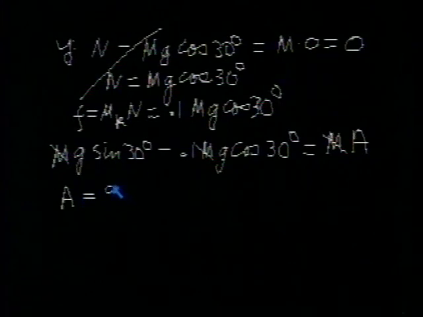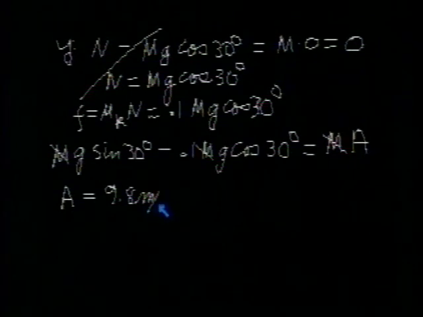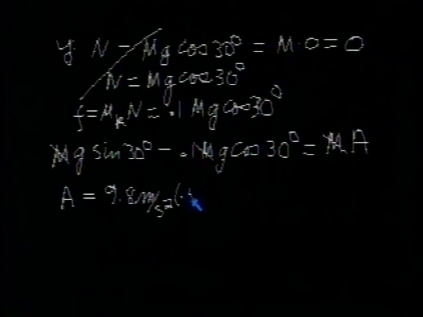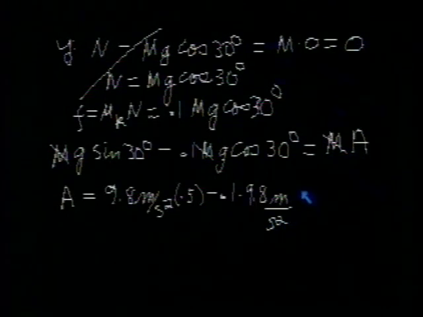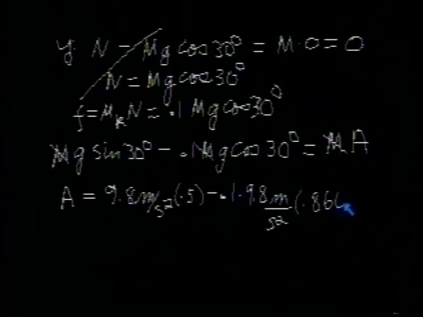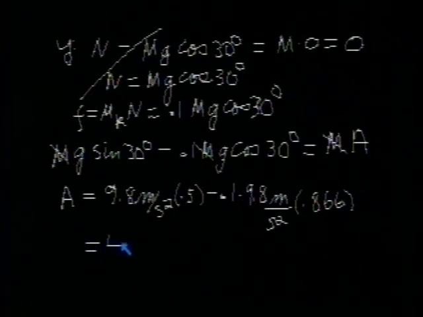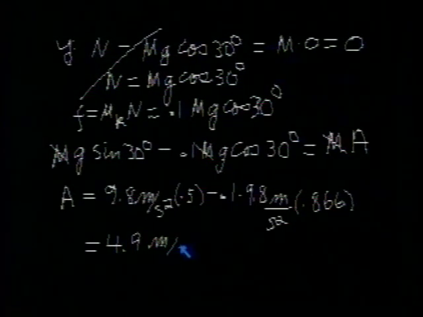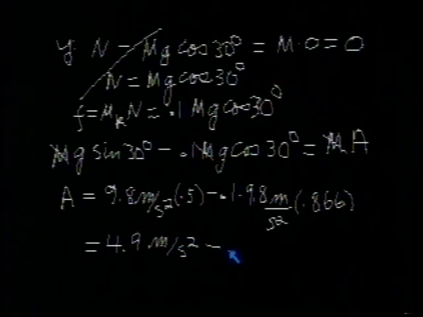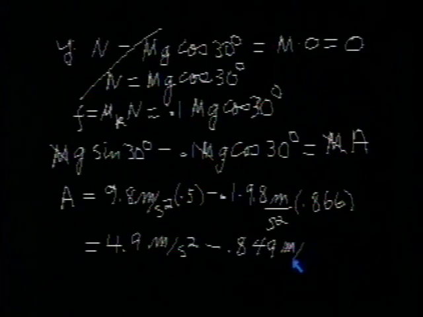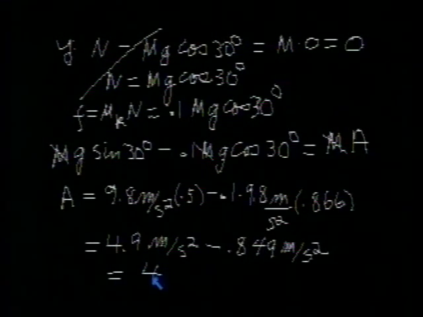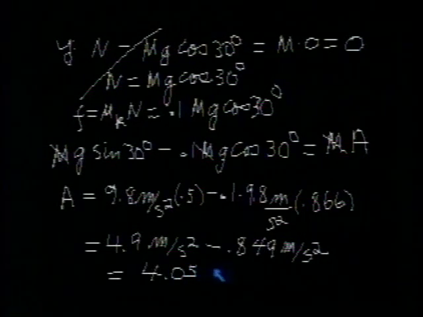That's 9.8 meters per second squared times the sine of 30 degrees, which is 0.5, minus 0.1 times 9.8 meters per second squared, times the cosine of 30 degrees, which is 0.866. This gives you 4.9 meters per second squared minus 0.849, if you round to 3 significant figures, meters per second squared, that gives us an acceleration of 4.05 meters per second squared when we make that subtraction.